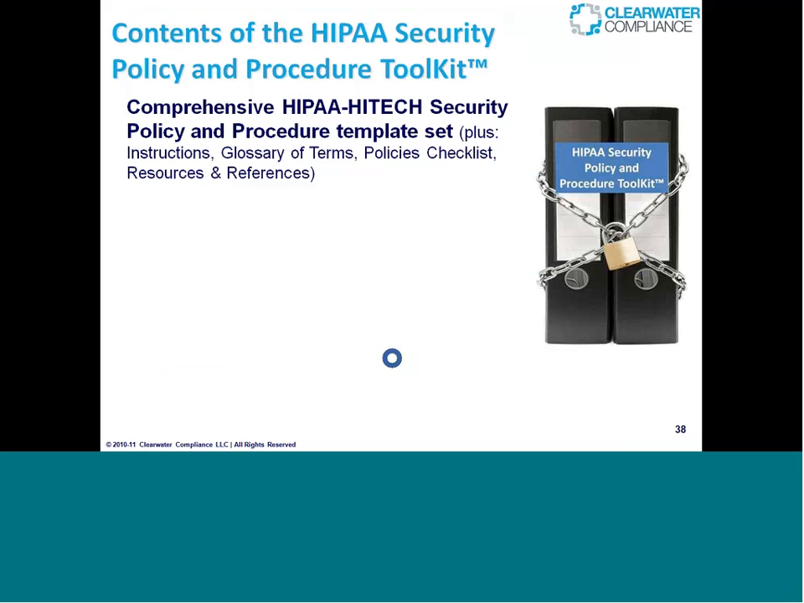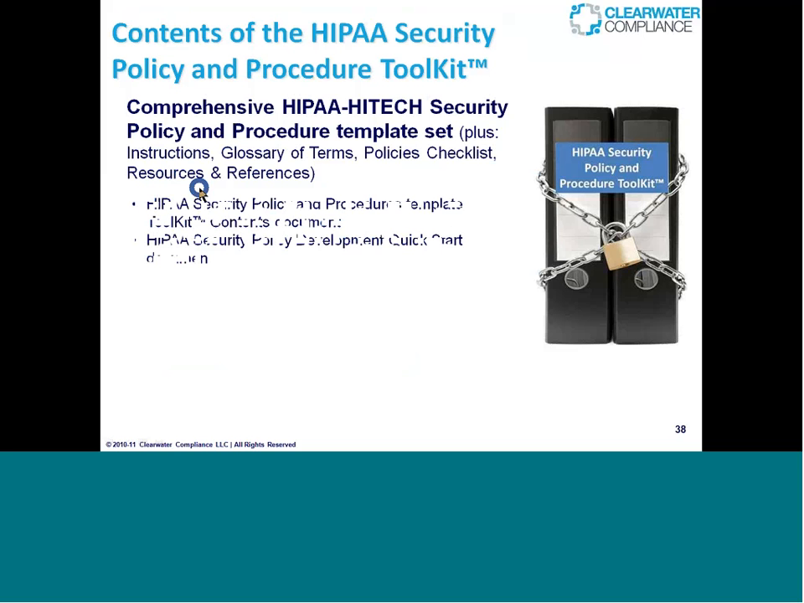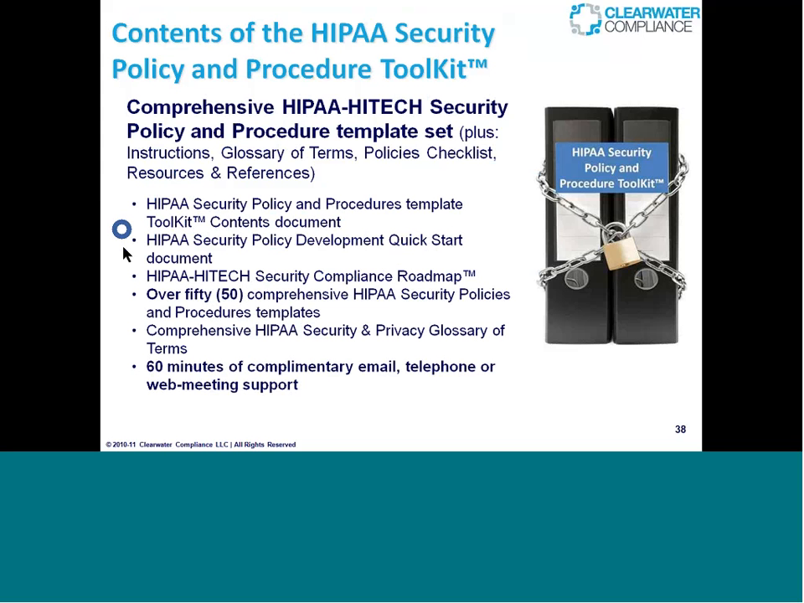I'm not going to so much do a demo here as just tell you a little bit more about it. I've alluded to some of this. The toolkit itself ships as a zip file, contains instructions, a comprehensive glossary of terms and definitions, the policy checklist, and a number of resources and references. And today, the toolkit ships with 57 policies and procedures in it, and we provide 60 minutes of complimentary email, telephone, and web support to anyone that needs help with it.